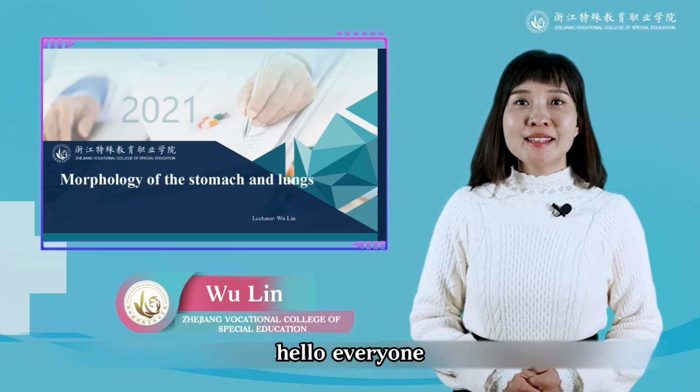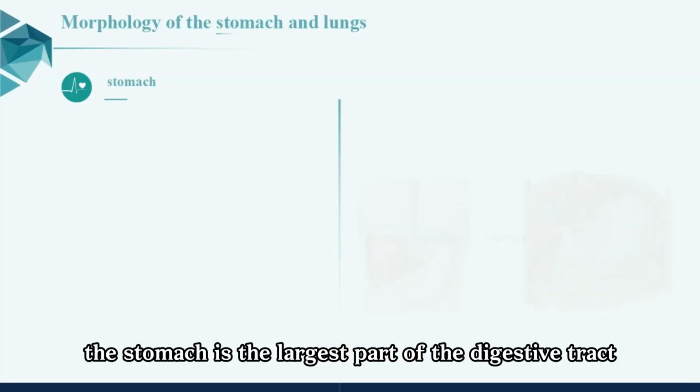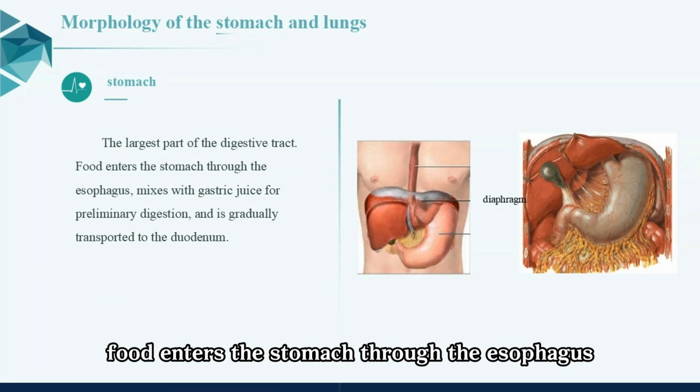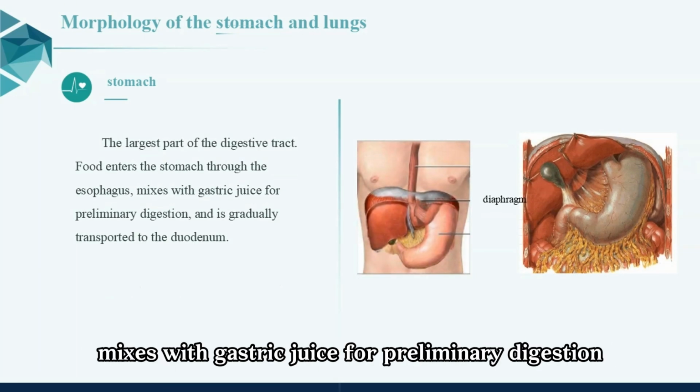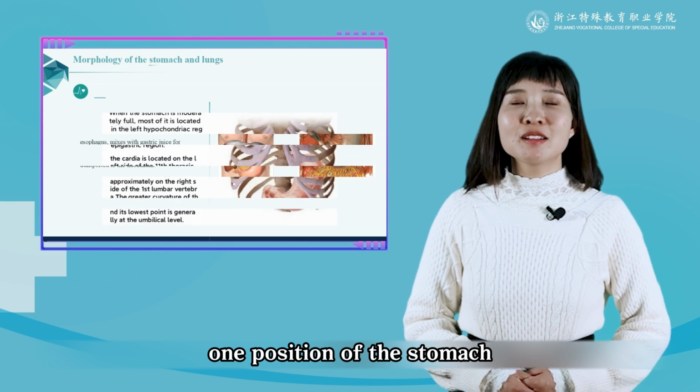Hello, everyone. Today we will learn about the morphological structure of the stomach. The stomach is the largest part of the digestive tract. Food enters the stomach through the esophagus, mixes with gastric juice for preliminary digestion, and is gradually transported to the duodenum.